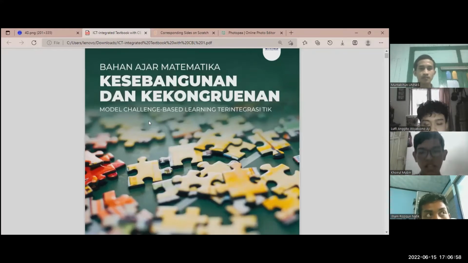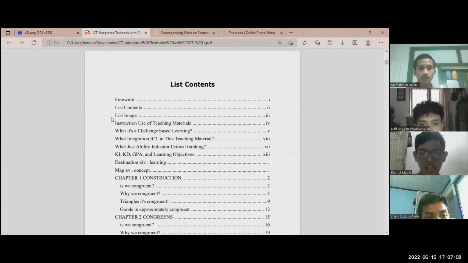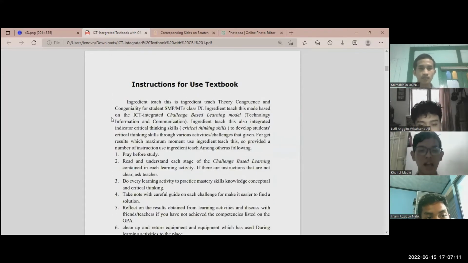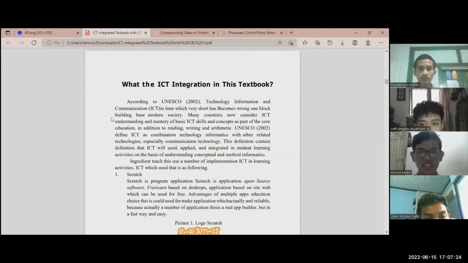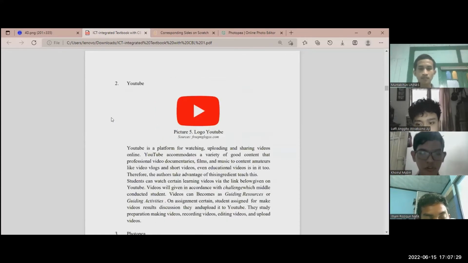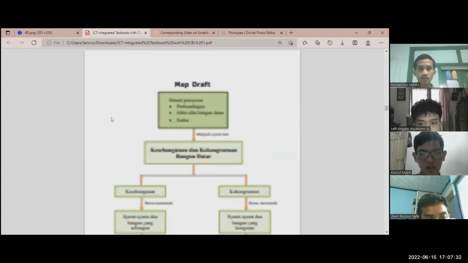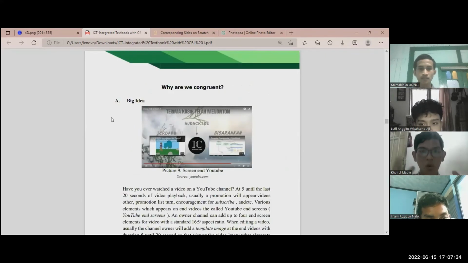The textbook is the main media, but it is also integrated with other media like YouTube, Scratch, email, and Photopea. This media can be utilized in the middle of learning activities or by students independently. Before use, the user should read the instructions and explanations about CBL, critical thinking, and the ICT integration in this textbook. For example, for the demonstration, we have the subchapter, why are we congruent?